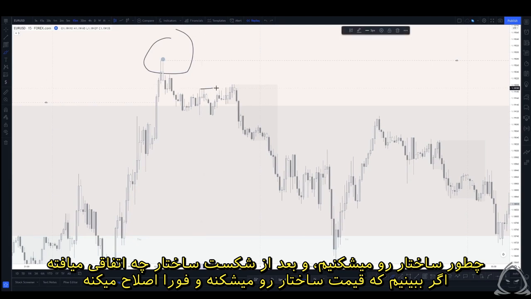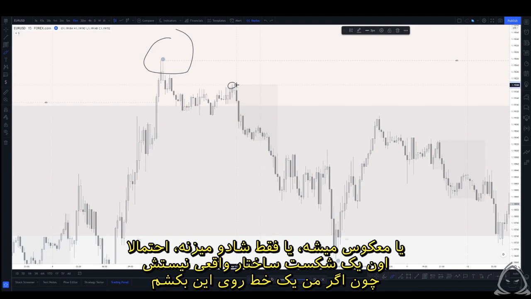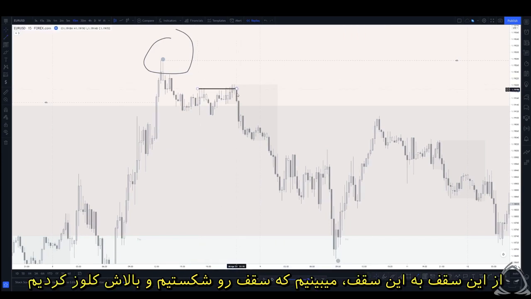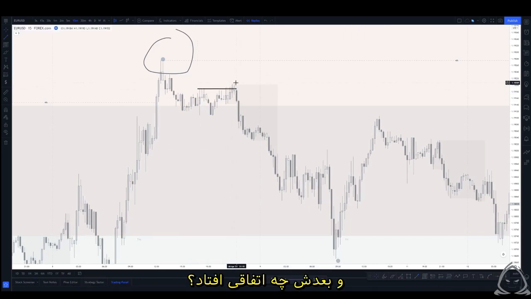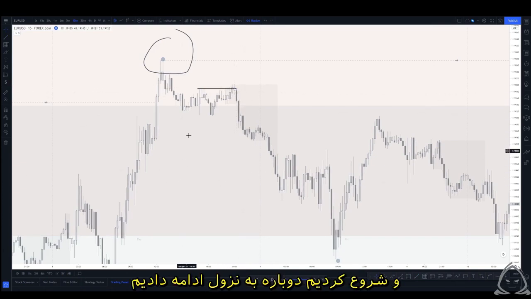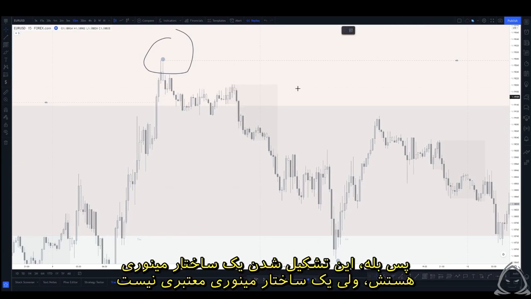If we see that price breaks structure but immediately retraces or reverses or is just wicking, chances are that's not a substantiated break of structure, because if I draw an actual line on this from this high to this high, we can see that we have broken and closed above. And what happened next? We immediately broke back down, closed below, and then we started to run back to the downside. So yes, this is the creation of new minor structure, but this is not very valid minor structure.